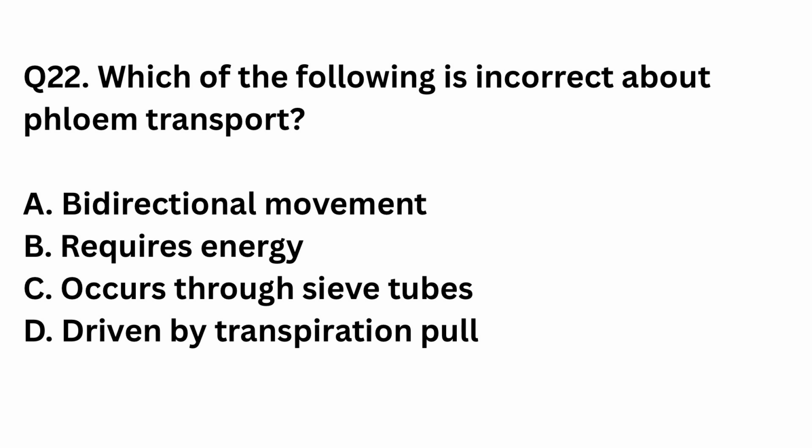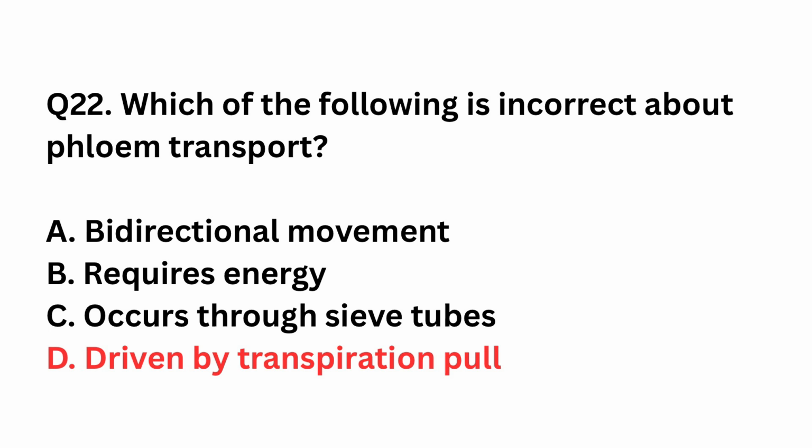Question number 22. Which of the following is incorrect about phloem transport? Bidirectional movement, requires energy, occurs through sieve tubes, driven by transpiration pull. The right answer is option D, driven by transpiration pull. Phloem transport is driven by pressure flow mechanism and not transpiration pull. It requires ATP for loading and unloading.